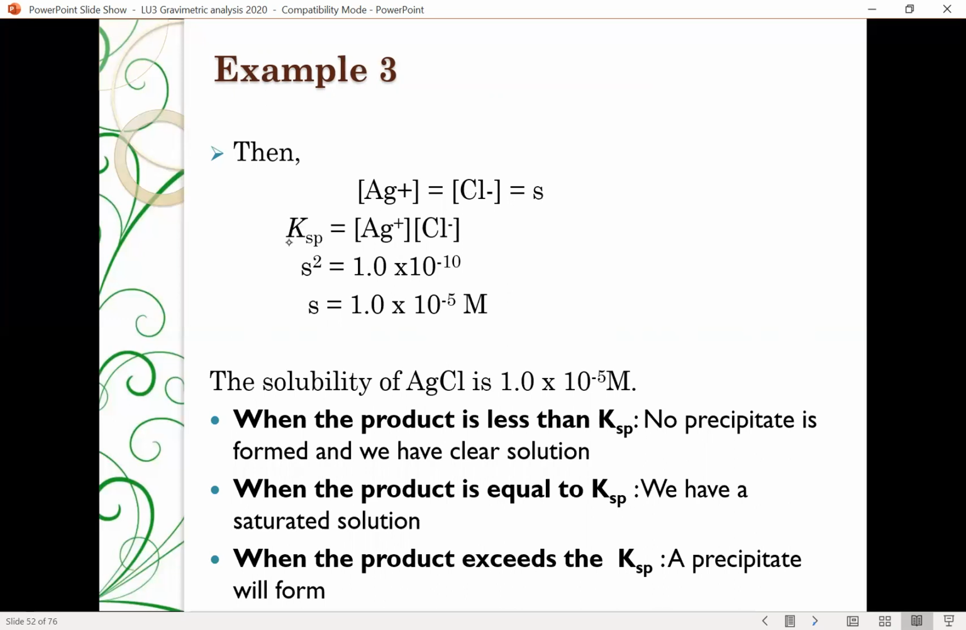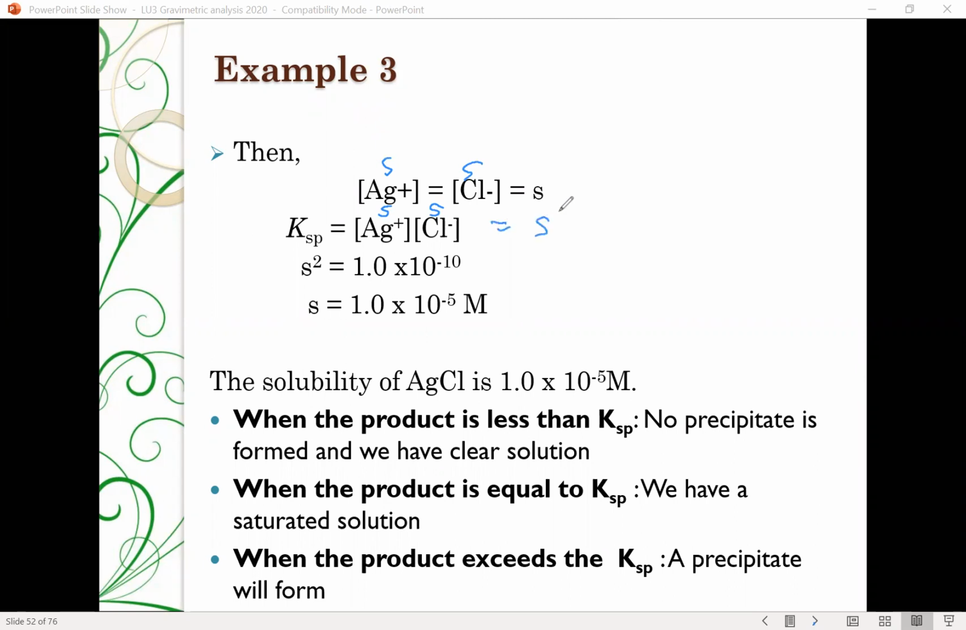So let's say we represent it here, Ksp equals the concentration of Ag+ times the concentration of Cl-. So Ksp equals S times S. Let me draw something here. So let's say this is S, this is S. So Ksp equals S squared. Okay, you already have S squared.